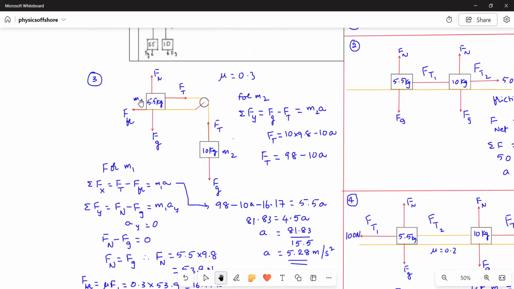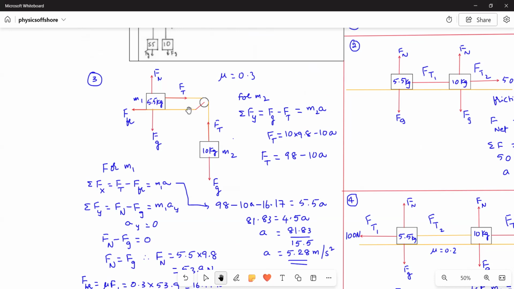Now let us consider M1 is equal to 5.5 kilograms and M2 is equal to 10 kilograms. Now let us write the force equation. This here is the free body diagram for both the masses. For the second mass, the 10 kilogram mass, F tension acts upwards and Fg acts downwards. For the 5.5 kilogram mass, F tension is acting towards right, and F friction is acting towards left. So these are the x-dimension forces. And for the y-dimension forces, Fn acts upwards and Fg acts downwards. Okay, now this is the free body diagram.